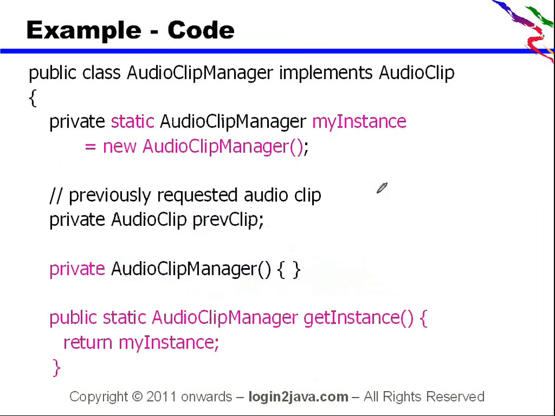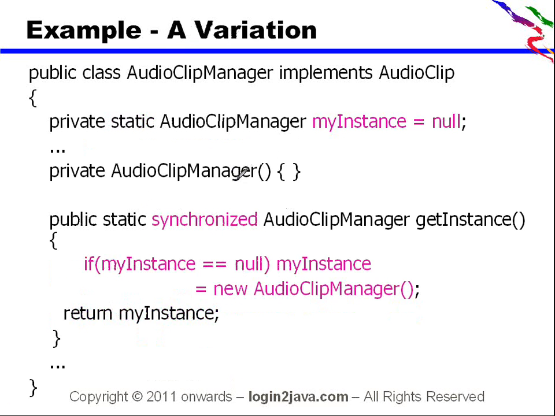In this particular example, the instance is created as soon as the class is loaded. So it is early initialization. Whereas in this variation of singleton, this is late initialization. When the class gets loaded, there will be no instance. When this particular method is used for the first time, it will create the instance.